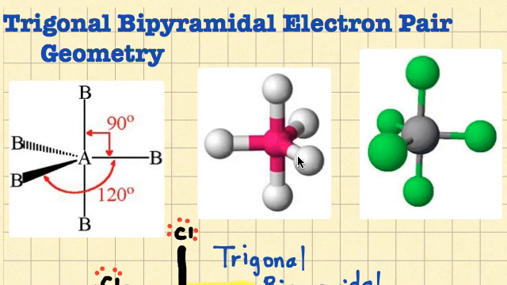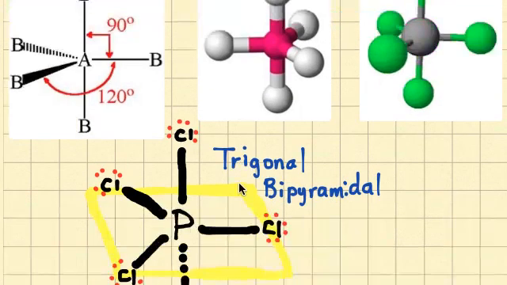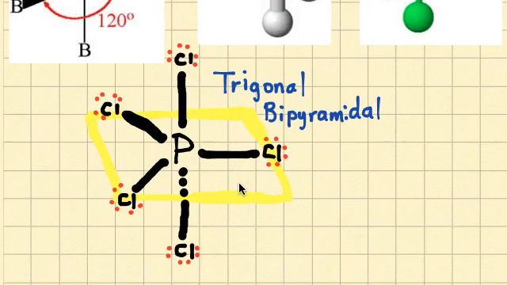Oh yeah, I see the triangle and the double pyramid, because I've got a pyramid up here and a pyramid down here. Here's an example of trigonal bipyramidal: phosphorus pentachloride.